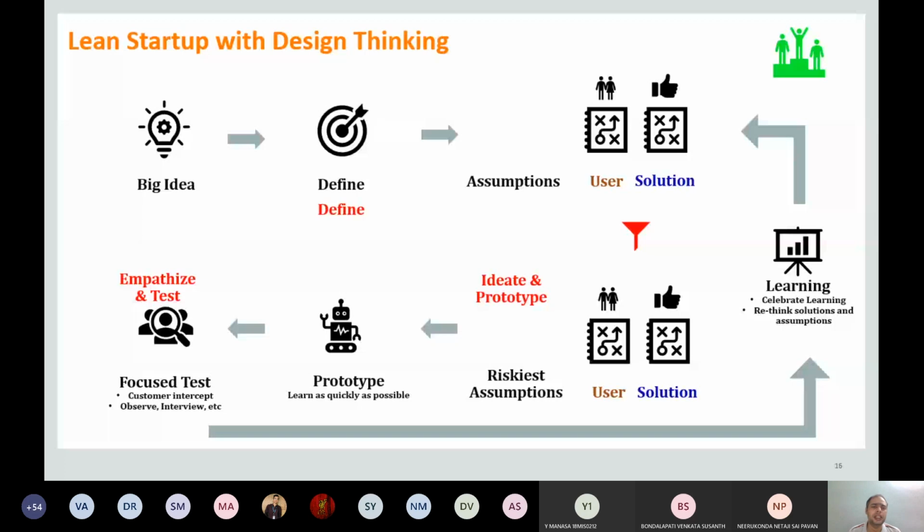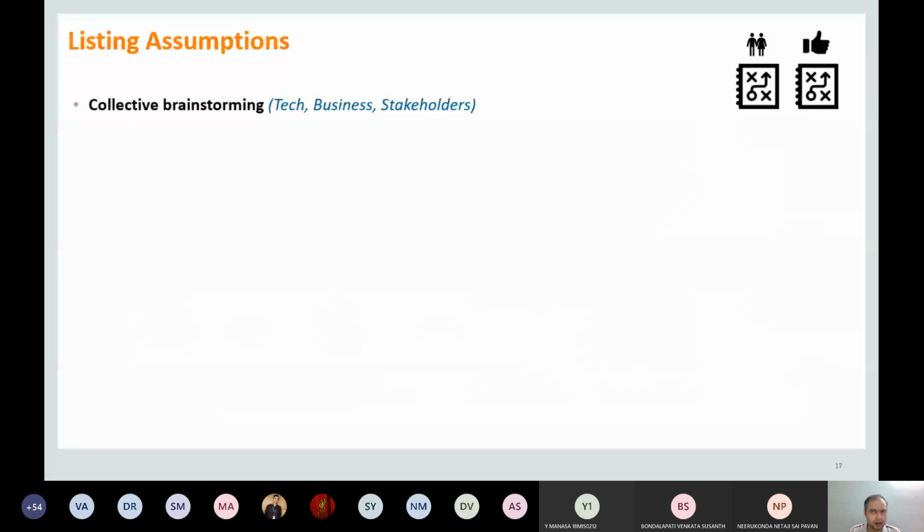Okay, so now let's go one by one. First, we have now defined the product. Now let's go with the assumptions. So how to list the assumptions? To collect the assumptions from the customer, you have to form a group, and that group can consist of technical people, business people, or all stakeholders put together.